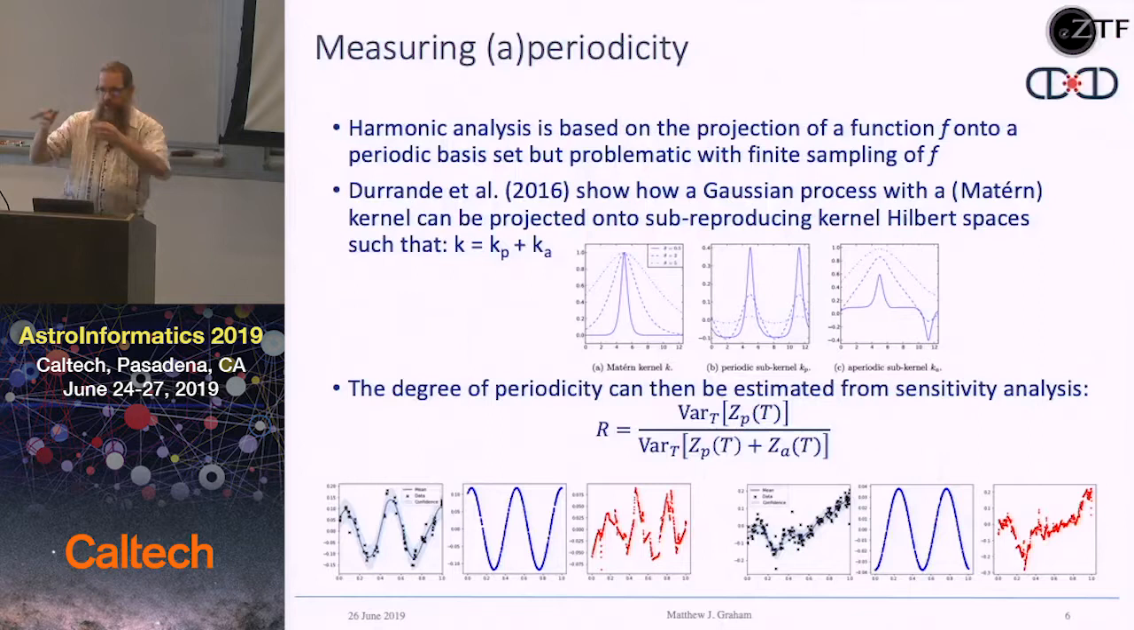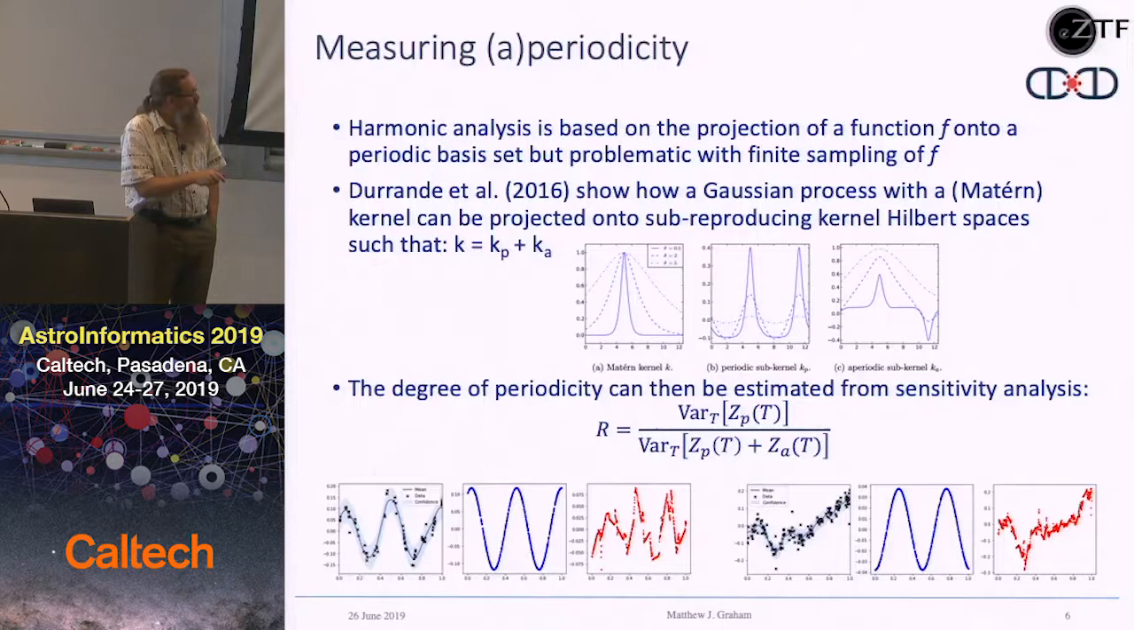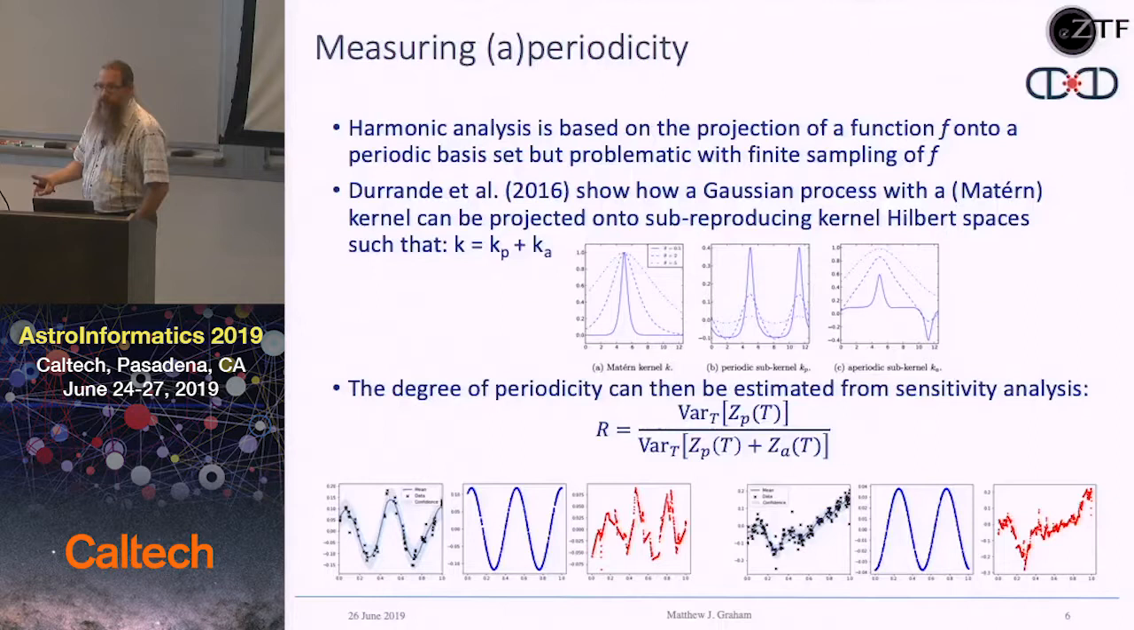And here's an example. Here's a Matern kernel, a straightforward Matern kernel. You've got slightly different shapes depending on what parameter you're using. By doing this projection, you can identify a periodic component within that and an aperiodic component as well. And if you do a sensitivity analysis, randomly sampling data points on the input space and looking at the variance once they predict the values through either of those two subkernels, and the ratio of the variance between them, you can get some idea of the total contribution from the periodic kernel over the total kernel. That gives you a quantifiable way of identifying what periodicity or aperiodicity is in a source.